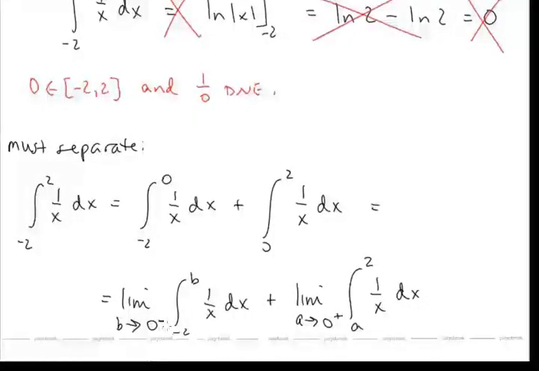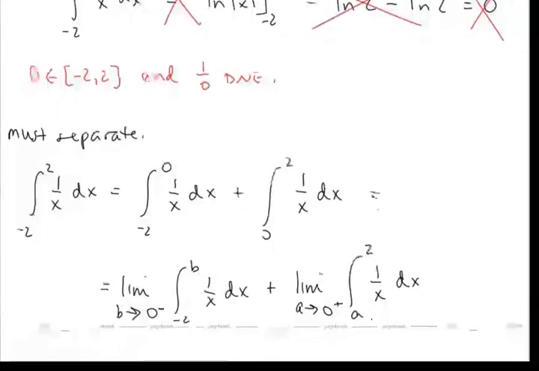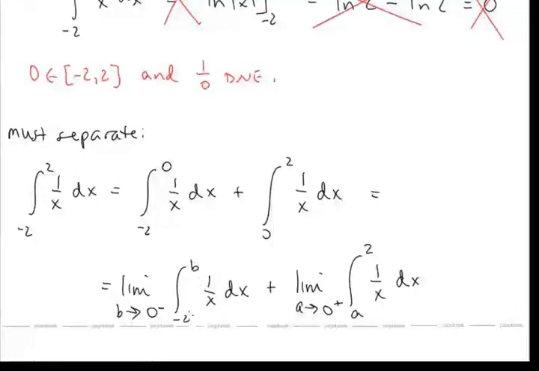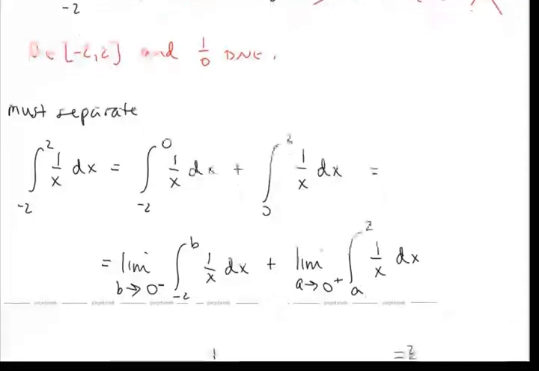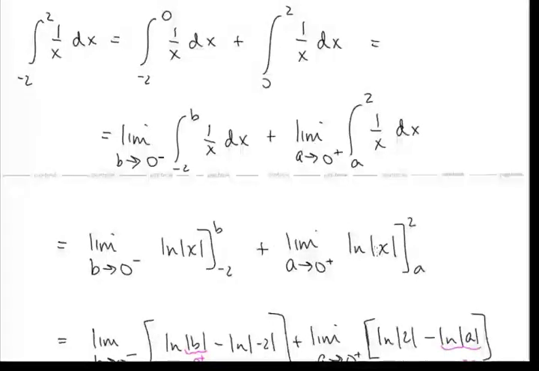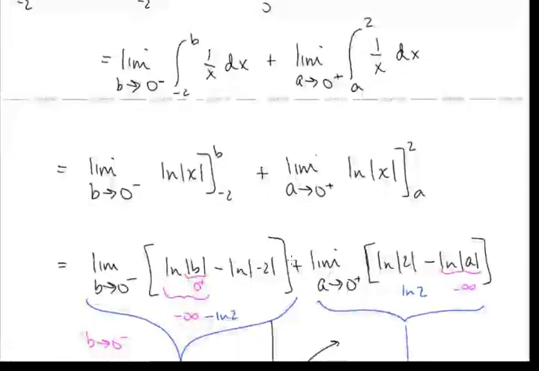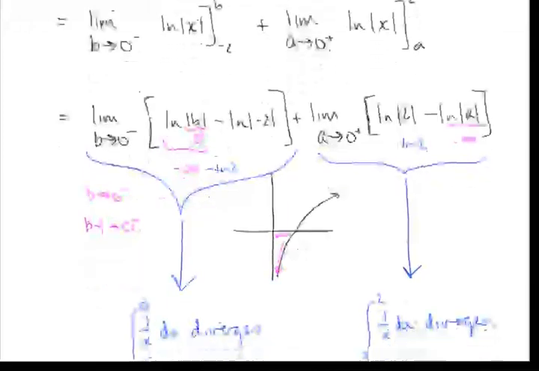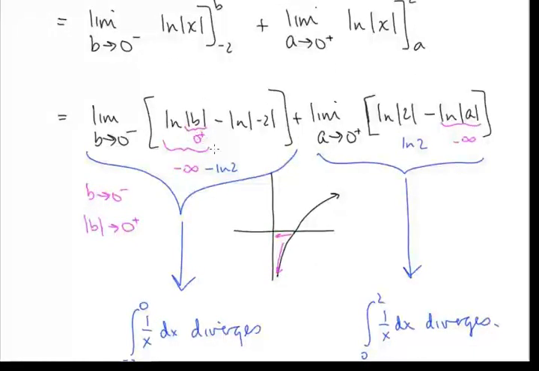And again, at this point, once we took care of the improper bounds, now we can integrate, plug in our bounds, and subtract. Because now 1 over x is continuous on this interval, and is continuous on this interval. So we integrate, we plug in our bounds, and subtract. Now we need to take our limits. So let's see what's happening here. As b goes to 0 from the left, absolute b goes to 0 from the right. So we've got a 0 plus in here. And if what's inside the ln goes to 0 from the right, those ln values go towards negative infinity. So here we have a negative infinity.